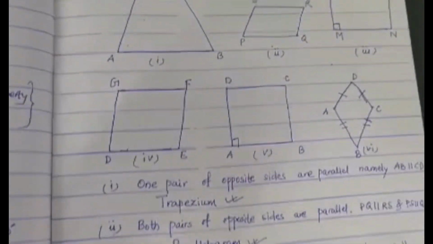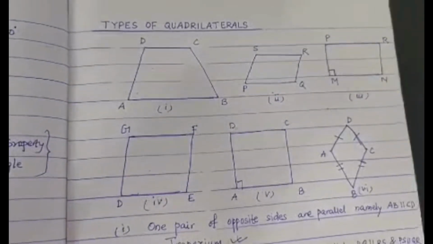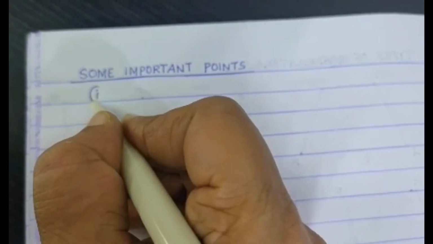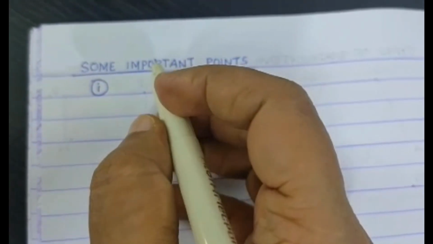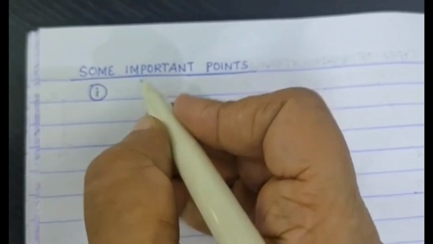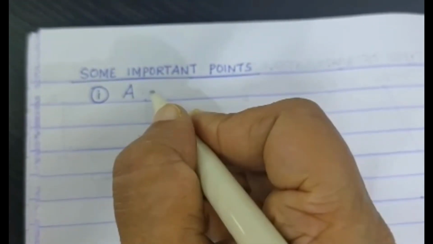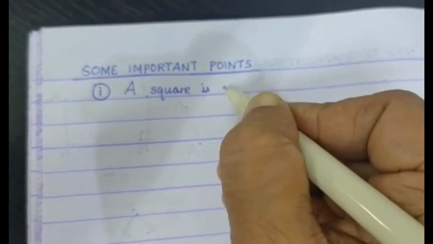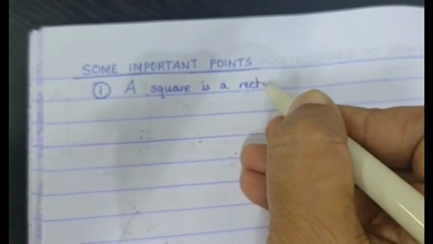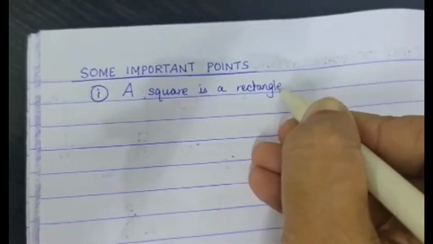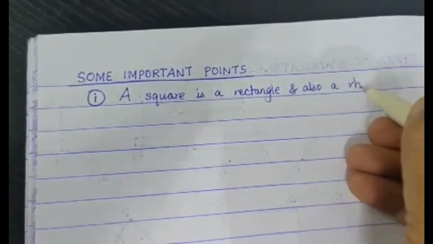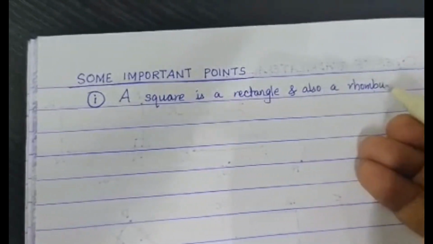Let's study something else, more about quadrilaterals. Now let's discuss some important points to remember. So the first point is a square is a rectangle and also a rhombus.